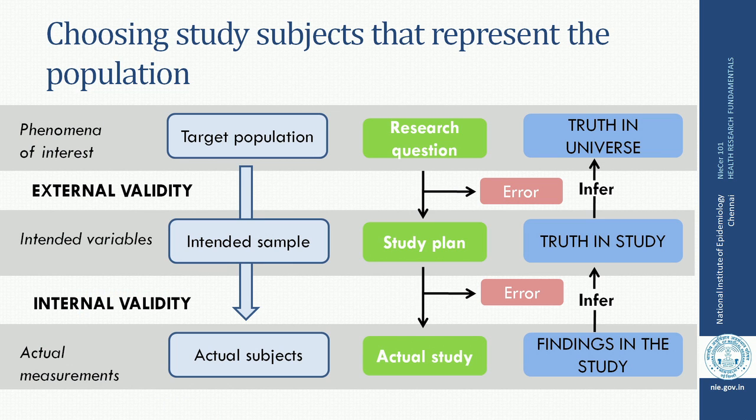Here you can clearly note that there are certain errors which may happen when you are deriving the subjects from the target population to the actual subjects, and previously I explained that these kinds of random errors can be handled by an adequate size of the sample population. Okay. Now, you can clearly see where external validity and internal validity lie.